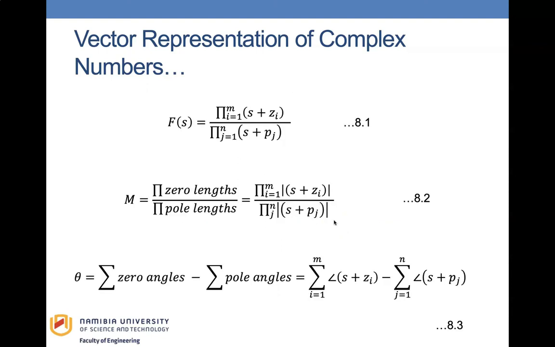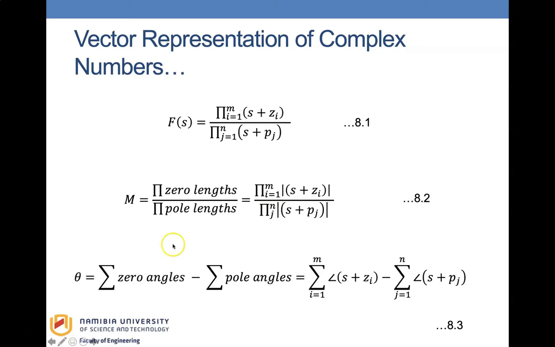Assume a function given by equation 8.1, where the capital Pi symbol means the product. M is equal to the number of zeros and n is the number of poles. Note that each complex factor s plus z and s plus p can be represented as a vector. The magnitude M of f of s at any point s is given by equation 8.2, where the length of a 0, s plus z, with the bars in between meaning the length, is the magnitude of the vector drawn from the 0 of f of s at minus z subscript i to the point s.